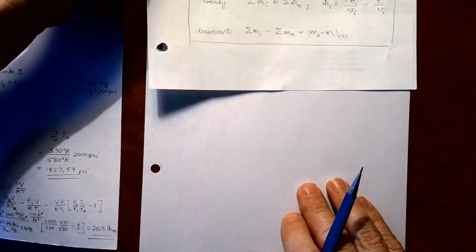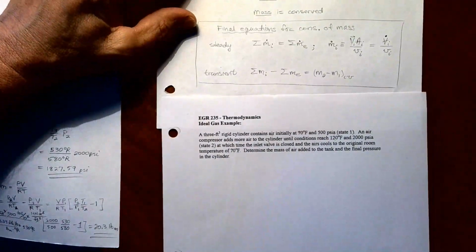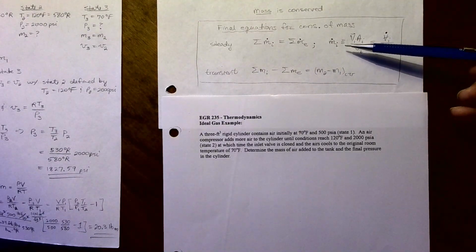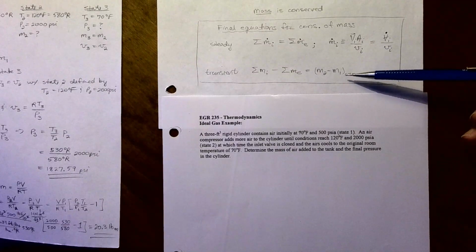Okay, so for this example, the first thing we need to decide is, I'm going to go back and look at our equations. We're going to use conservation of mass to analyze this. They're asking us to determine how much mass was added to the tank. Which one of those equations up above are we going to use? We need to identify this system. We have a certain amount of mass initially, and then we have more mass at a later time, so that indicates that the mass inside the tank is not constant over time. We are not dealing with a steady flow device in this case. We are dealing with a transient device.